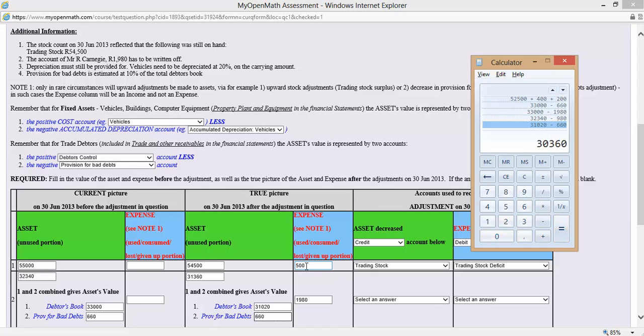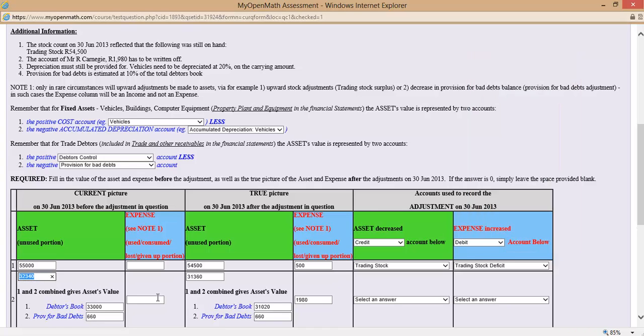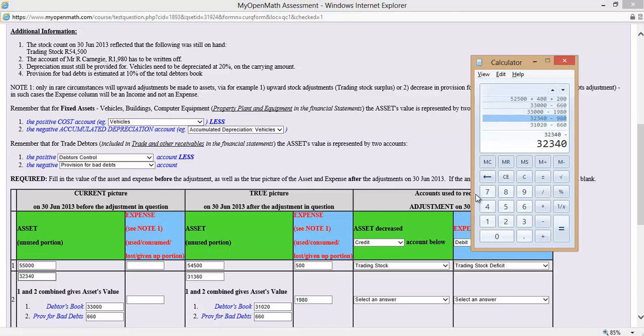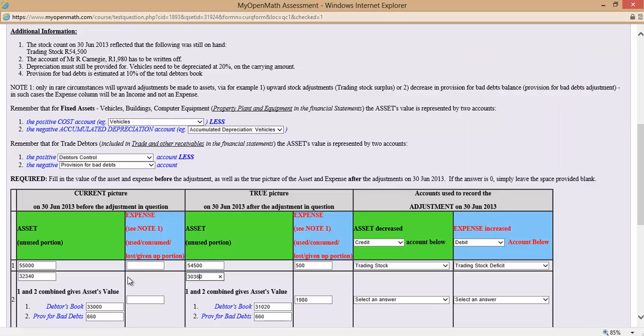There we go. Ooh, 31020. Let's have a look. I did the first one wrong. This one was 32340 minus 1980. So I just need to redo that one. 32340, that's the original figure, minus the 1980. That gives me the same answer, 30360.